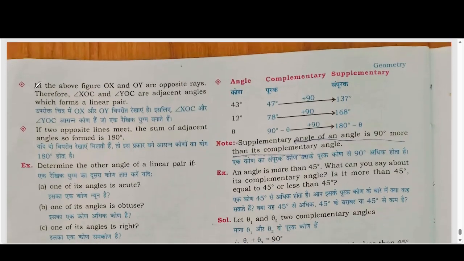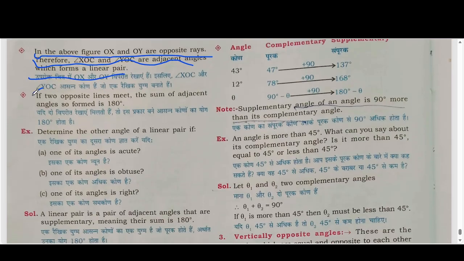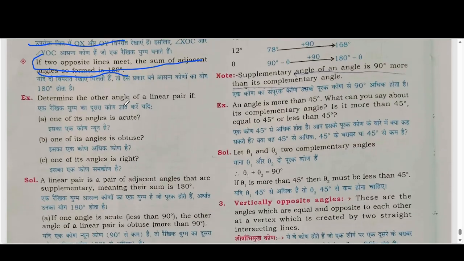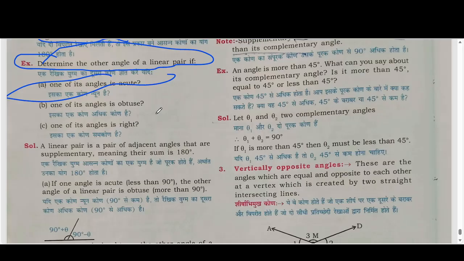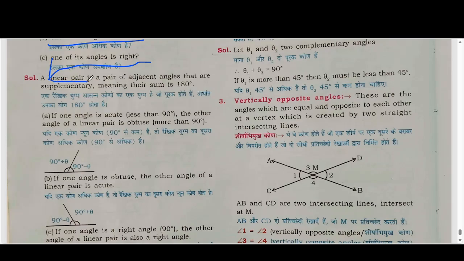In the above figure, if OX and OY are opposite rays, then angles XOC and YOC are adjacent, which form a linear pair. If two opposite rays meet, the sum of the adjacent angles so formed is 180. Determine the other angle of a linear pair if one angle is acute, obtuse, or right. A linear pair is a pair of adjacent angles that are supplementary, meaning the angle sum is 180.